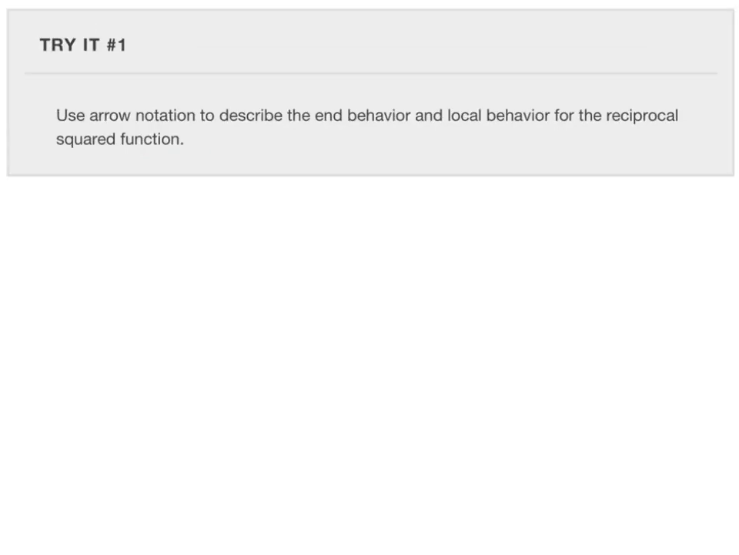So I had this one. This was arrow notation to describe the end behavior and local behavior for the reciprocal squared function. I'm going to zoom through it really fast. You don't have to write anything down, but just in case you need it later, I'm going to put it up here.